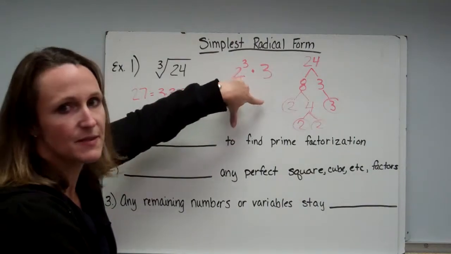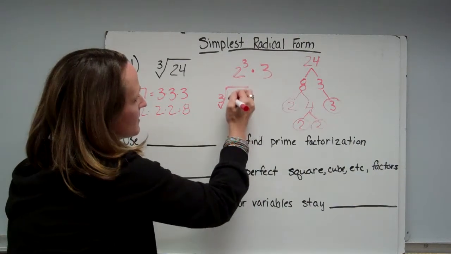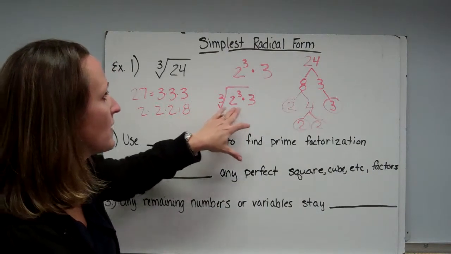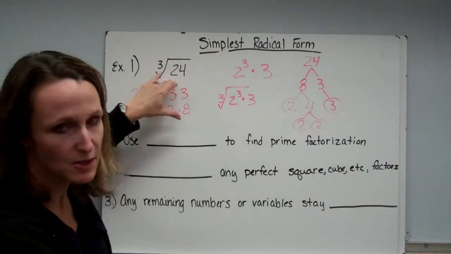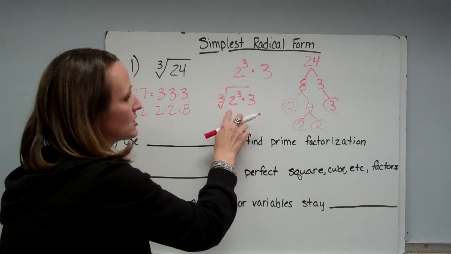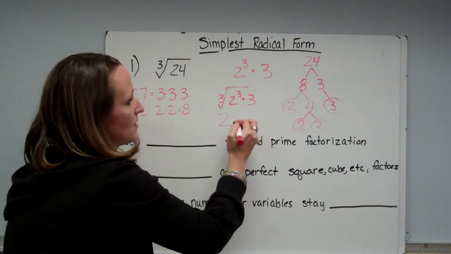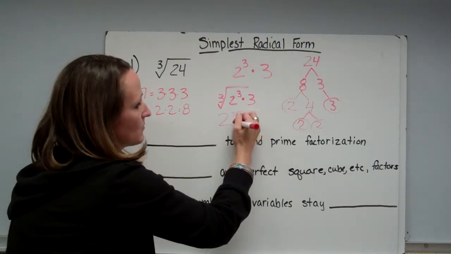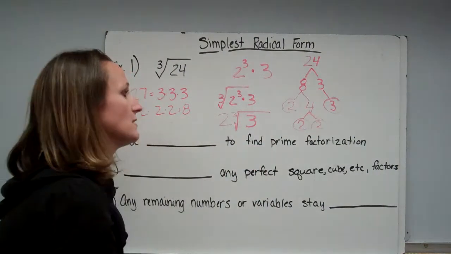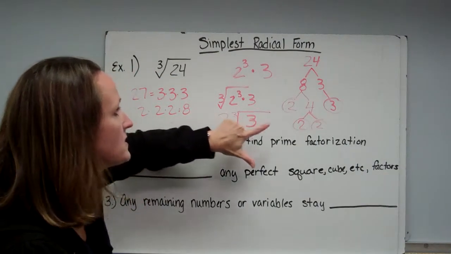Well, now I have something that is a cube. So I could say that I wanted to take the cube root of this. This is the same thing as taking the cube root of 24. So what I would do now is pull out anything that is a perfect cube. I could have the cube root of 2 cubed, which I would write out here, and then I would leave my radicand with my 3 underneath. So the cube root of 24 is 2 times the cube root of 3.